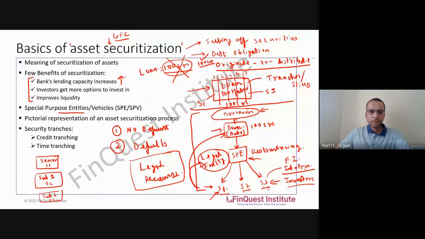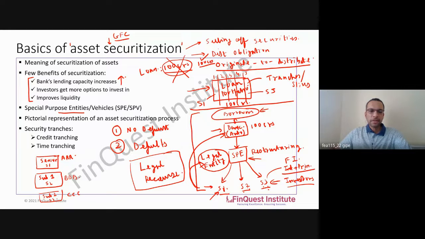Now the ratings of these tranches are going to be different. So senior could be rated AAA. This could be rated maybe triple B. And this could be rated maybe triple C. Just some hypothetical ratings. But the point you have to note is it will be a dropping rating scale.